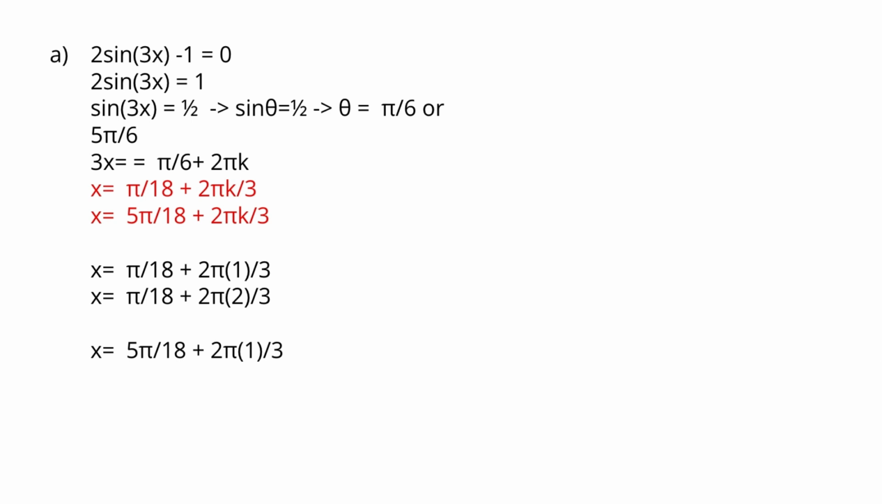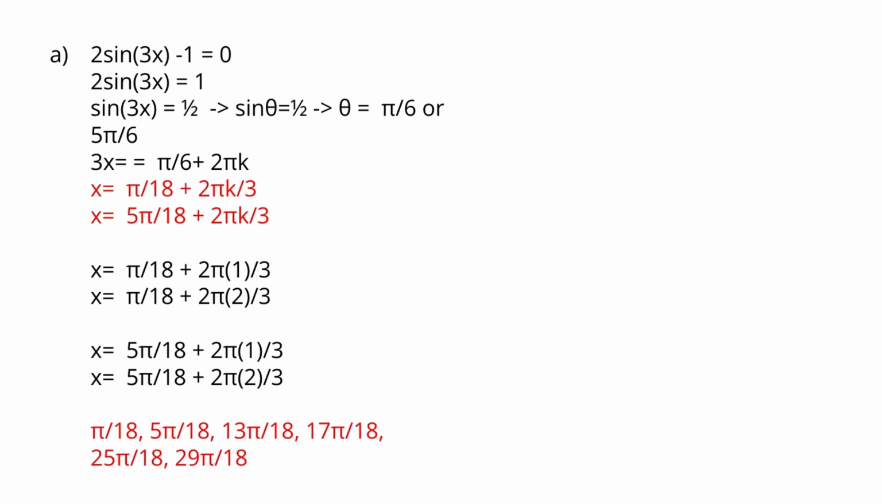So to find the values in a comma separated list, what you're going to want to do is plug in an integer for k. So in this case, we plug in 0, 1, and 2 for both equations, pi over 18 plus 2 pi k over 3, and 5 pi over 18 plus 2 pi k over 3. And we get pi over 18, 5 pi over 18, 13 pi over 18, 17 pi over 18, 25 pi over 18, and 29 pi over 18.